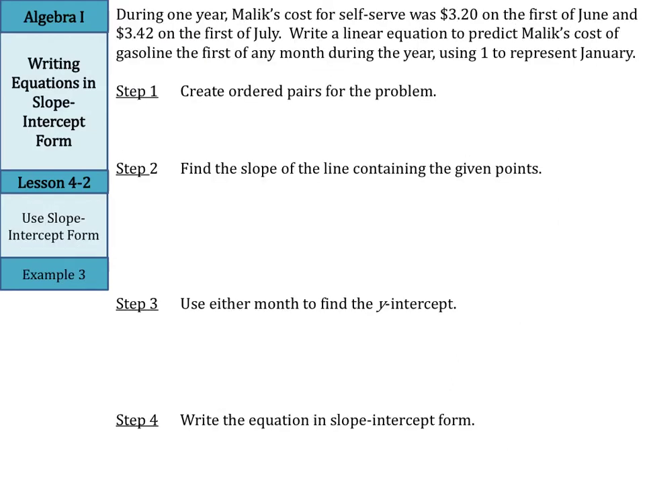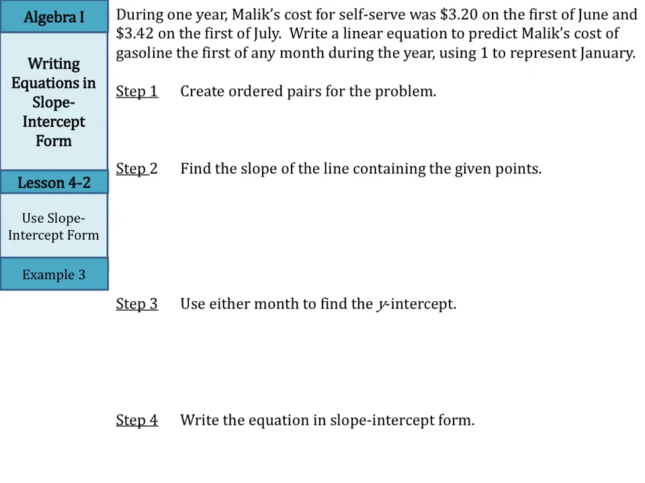Now we can also use this in real-world problems. During 1 year, Malik's cost for self-serve gasoline was $3.20 on the 1st of June and $3.42 on the 1st of July. Write a linear equation to predict Malik's cost of gasoline the first of any month during the year using 1 to represent January. Now our first step is going to be to create ordered pairs for the problem.